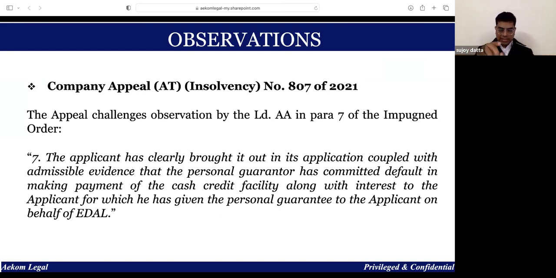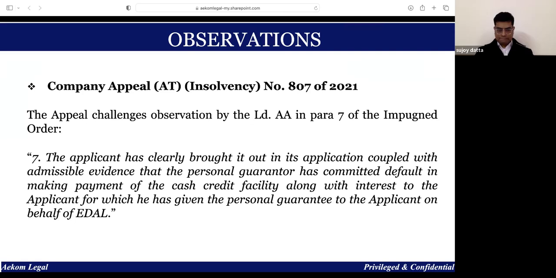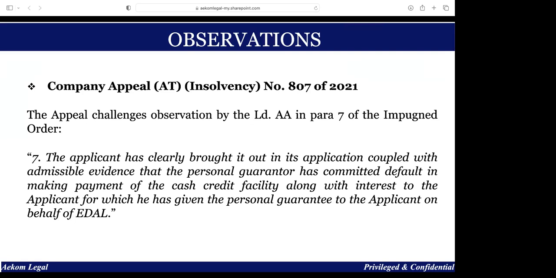Do you feel that NCLT decided that there's a default in para 7? Is it a correct reading of para 7 to say that the NCLT in para 7 has already decided, prematurely, that the personal guarantor has committed default? Apparently, yes, because they are saying that from the evidence, admissible evidence. It is a preliminary. They have decided that there is a default.